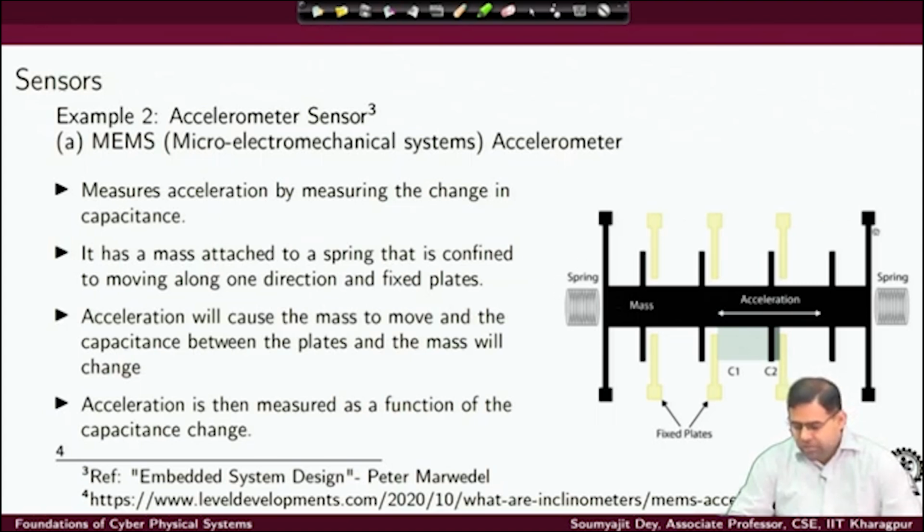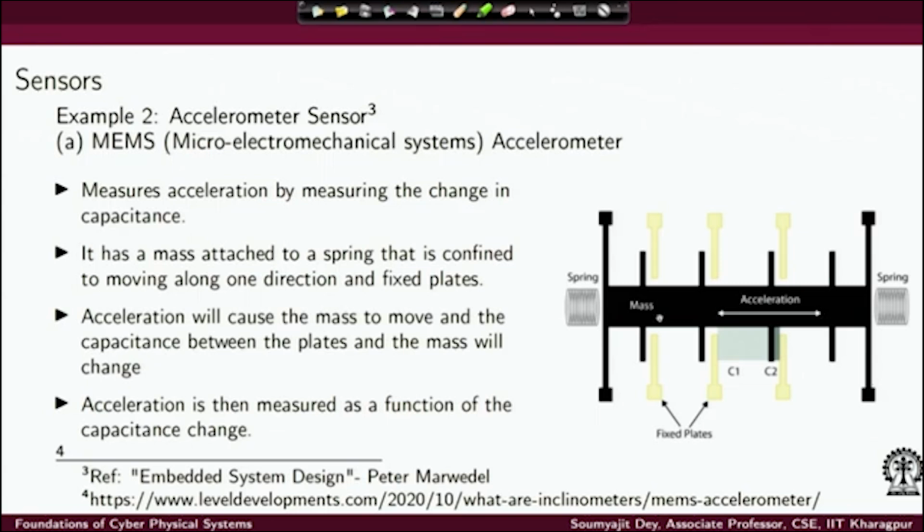Suppose you have a spring mass system like this. When your overall bigger system accelerates, inside it there is a spring mass system. You see this mass, a small object of this particular shape, is kept suspended between these springs, and there are some fixed plates here. The fixed plates do not move with respect to the bigger system. If the bigger system moves, the fixed plates also move with the exact same velocity, but this mass is kind of suspended.